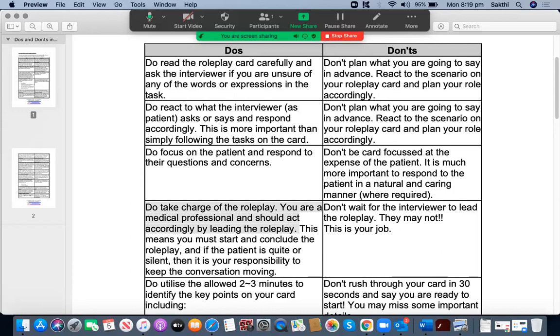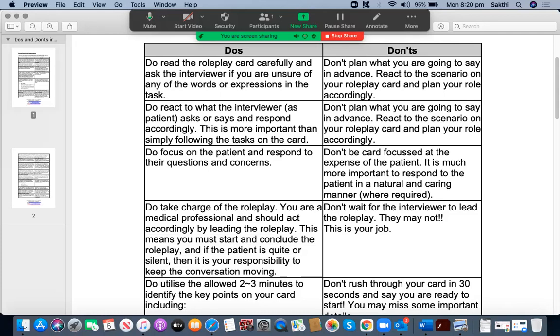Okay, this means you must start and conclude the role play card, and if the patient is quiet or silent, it is your responsibility to keep the conversation moving. It is also your responsibility to put the conversation back on track if it is going off topic. So please understand this. Don't be hesitant to do this because you are a role play leader. You are going to be the leader of the whole conversation.